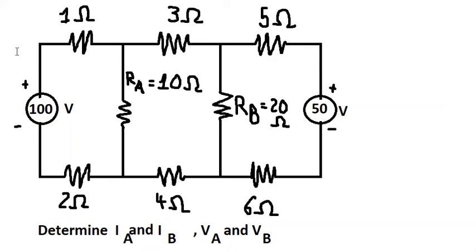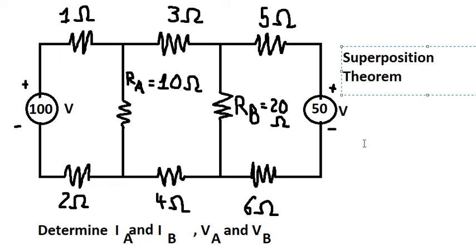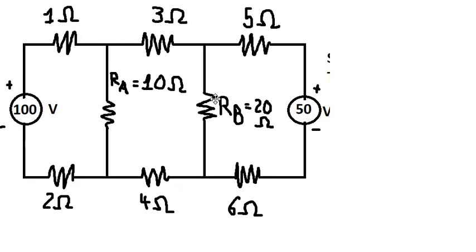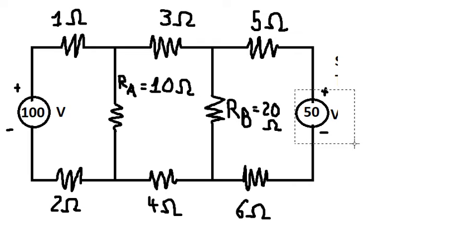Hello everybody. So today I want to show you how to find the current of A and B, voltage of A and B. So in this one we can use the superposition theorem. So in this situation I need to create two scenarios in here. The first one, we need to eliminate this battery in here.